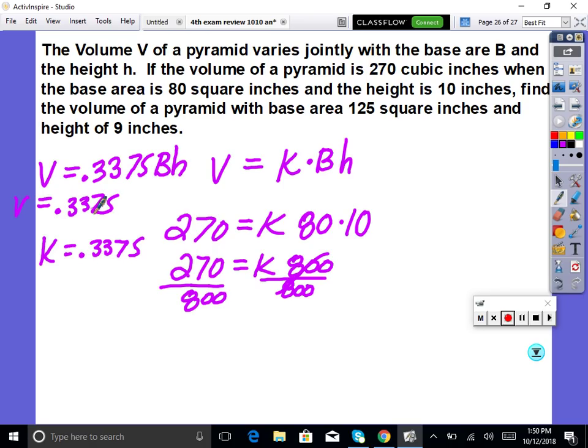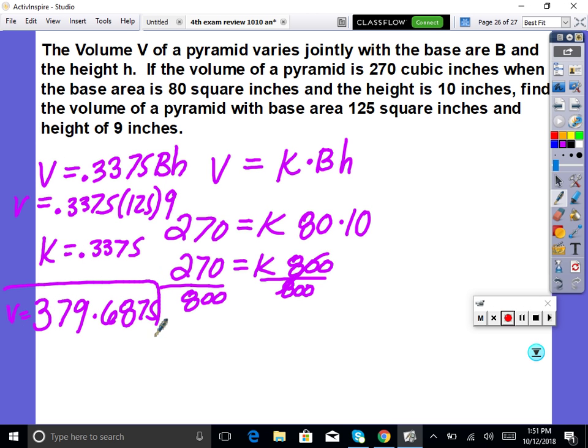And so now I want to know the volume when our base area is 125 and our height is 9. So then you just calculate it. That's 0.3375 times 125 times 9. So the answer is 379.6875. That's the volume.